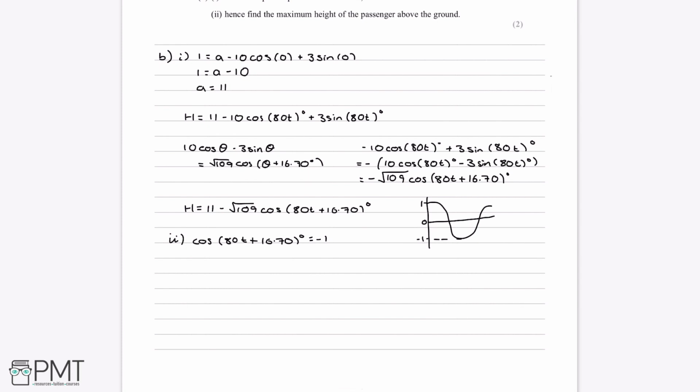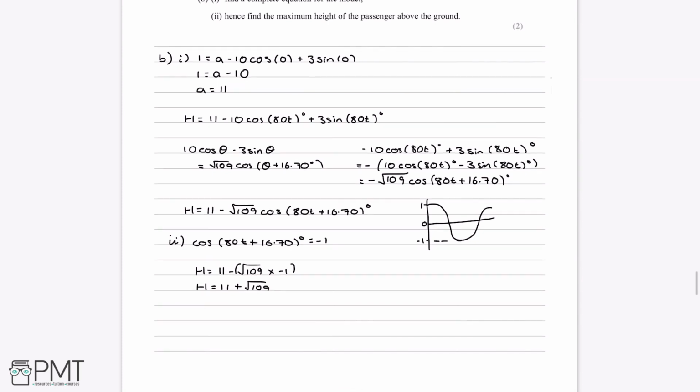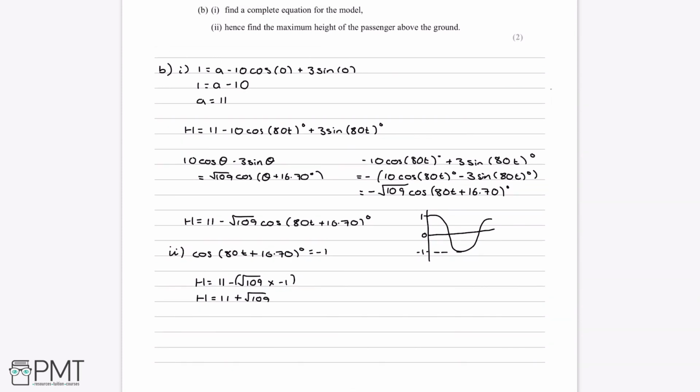So if we therefore say that cos of 80t plus 16.70 degrees is equal to minus 1, and we substitute that in, we have h equals 11 minus root 109, but this is multiplied by minus 1, and therefore h is equal to 11 plus root 109. And now the 2 marks available for this question, because the marks come jointly even though we have a part I and a part II, are actually awarded in this instance.